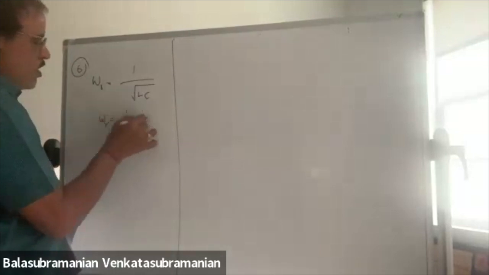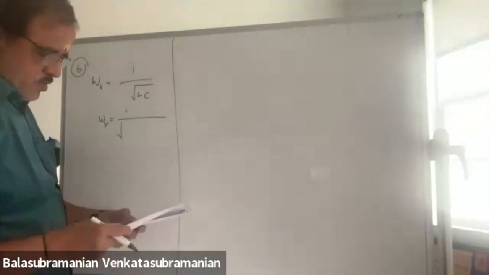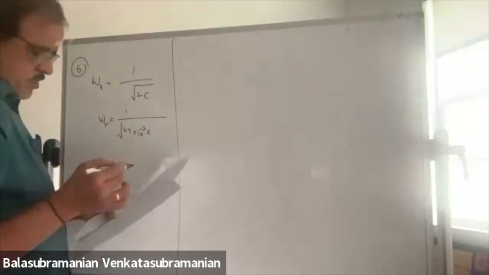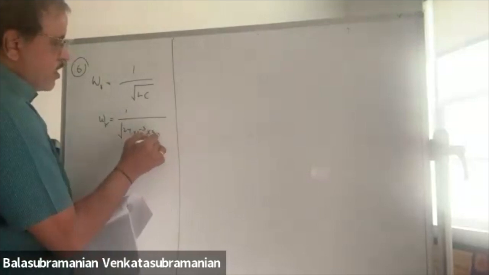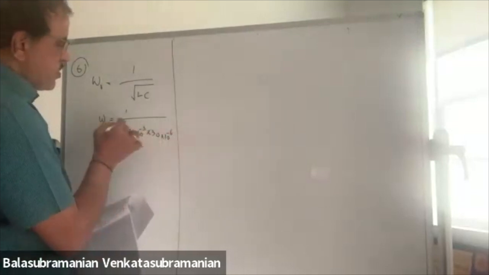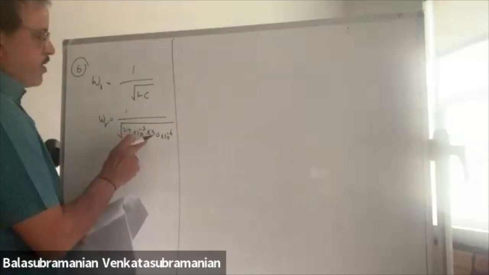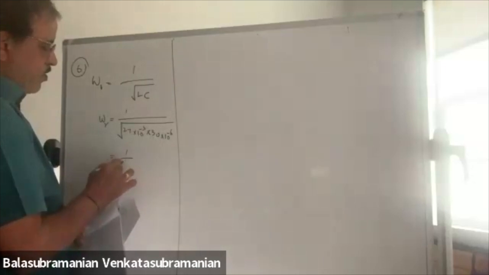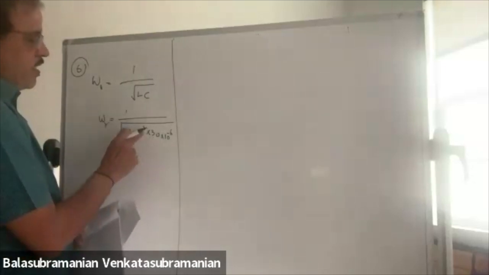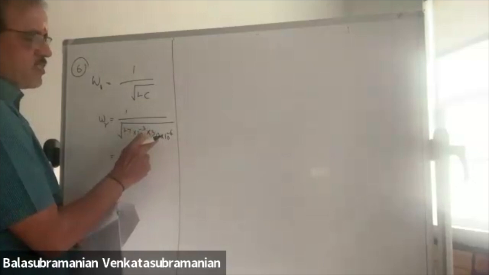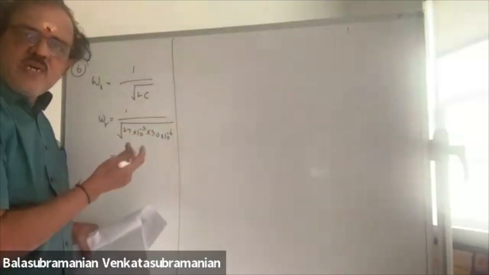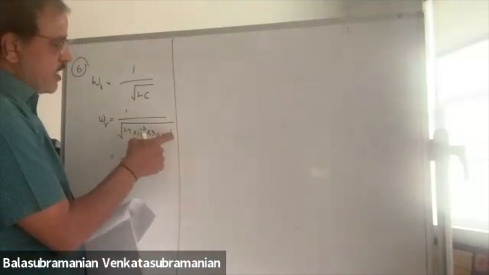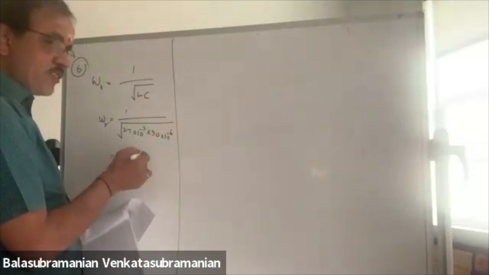Omega is equal to 1 by root of L value 27 into 10 power minus 3, C value 30 microfarad, 30 into 10 power minus 6. 10 power minus 3 minus 6. 27 into 30 is 810, 81 square root is 9. 10 power minus 3 minus 6 is 10 power minus 9, and the root of 10 power minus 8 is outside 10 power minus 4.